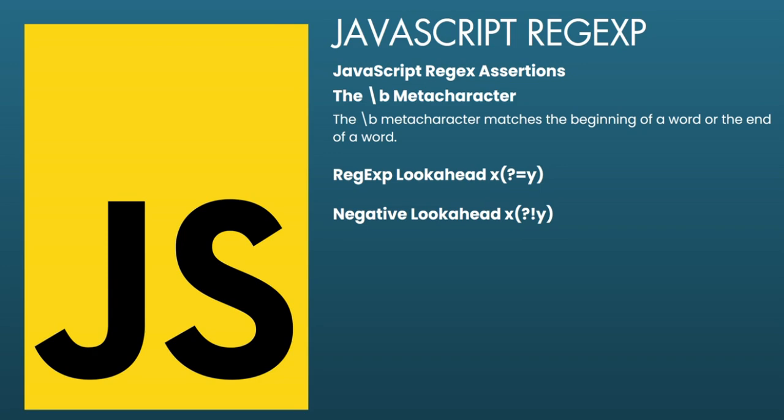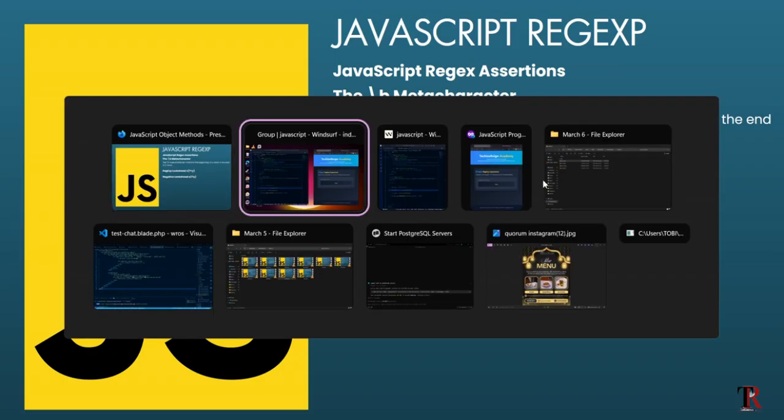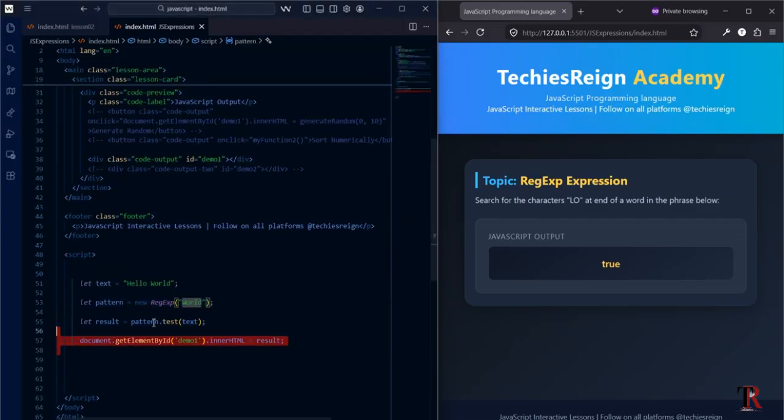Understand the Regex look ahead meta character. It follows a pattern like this: x in a bracket, question mark, equals, y. So let's look at an example so that we can explain it in detail.